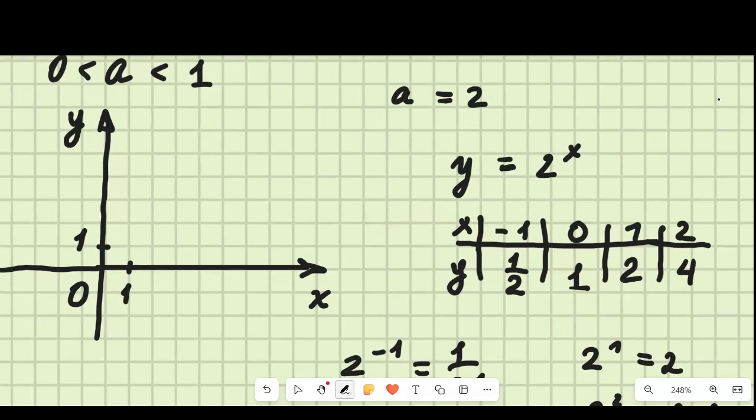So we have -1 here, 1/2 is somewhere here, right? And the next point is 0, 1. Well, it's already on the axis, so it's already having a mark. So my point is going to be a little bit bigger.